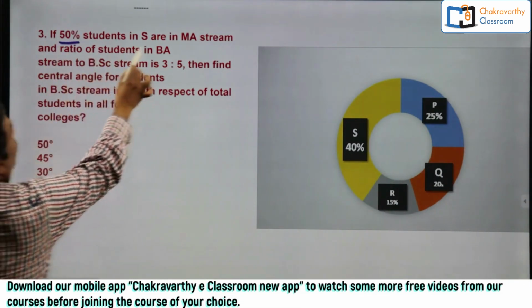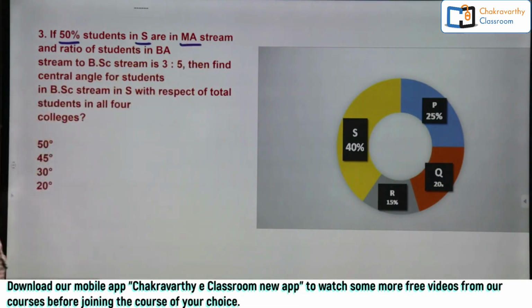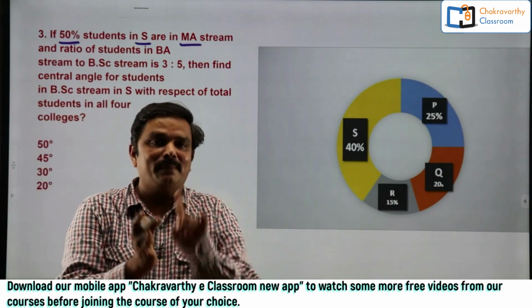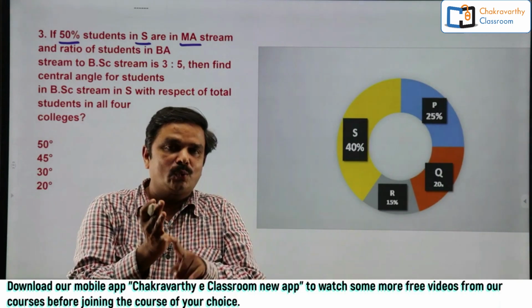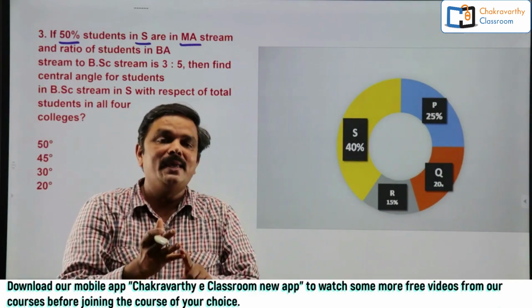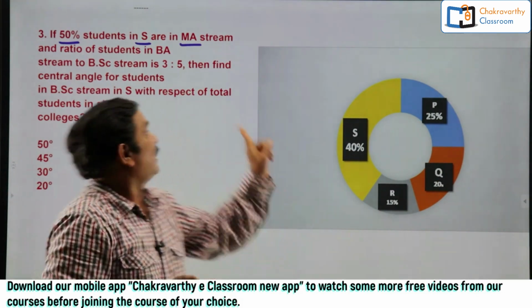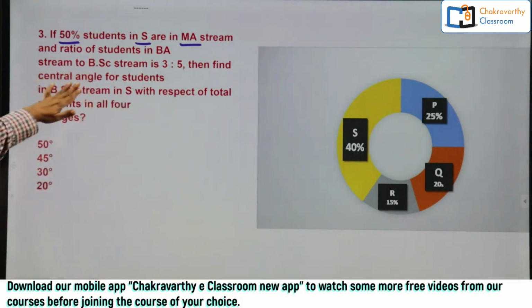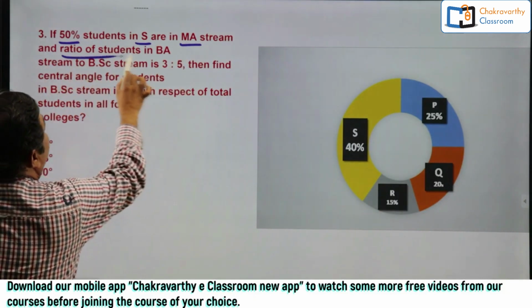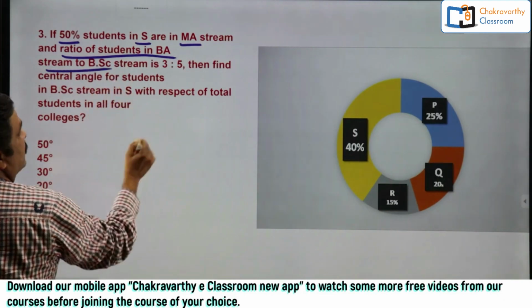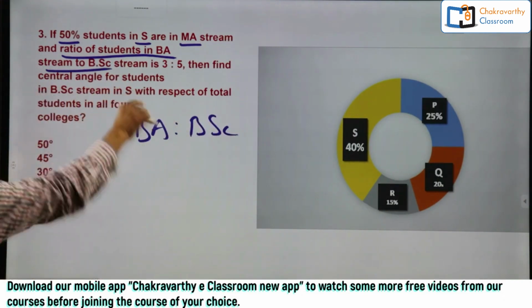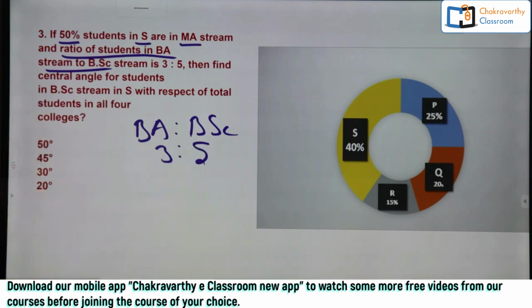50% of the students in S are in MA stream. What do you mean by that, students? Total 3 streams are there, MA, BA and BSc. When 50% of the students are in MA stream, the remaining 50% will be from BA and BSc. Clear? Then after that, they have given the ratio of students in BA stream to BSc, that is 3:5.